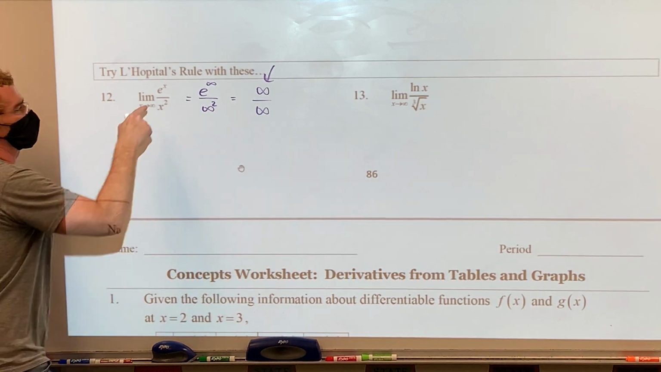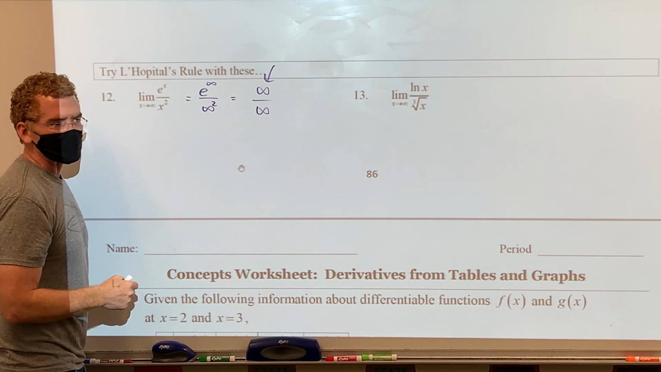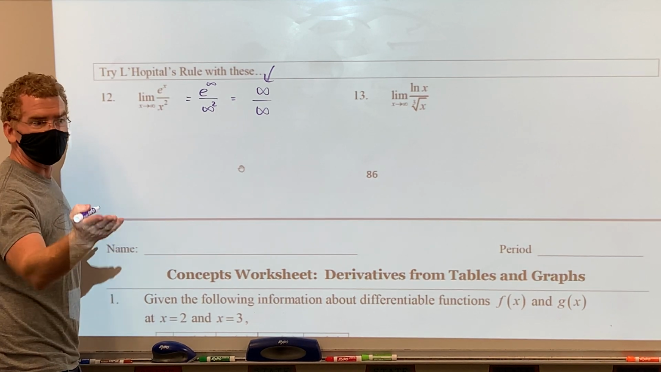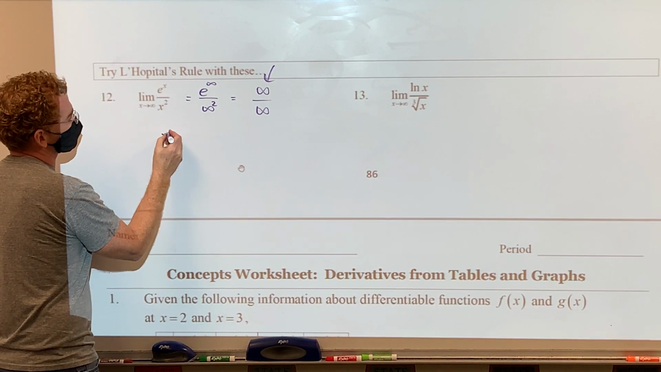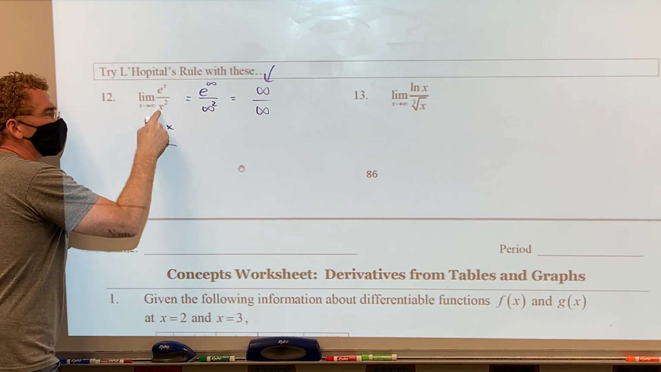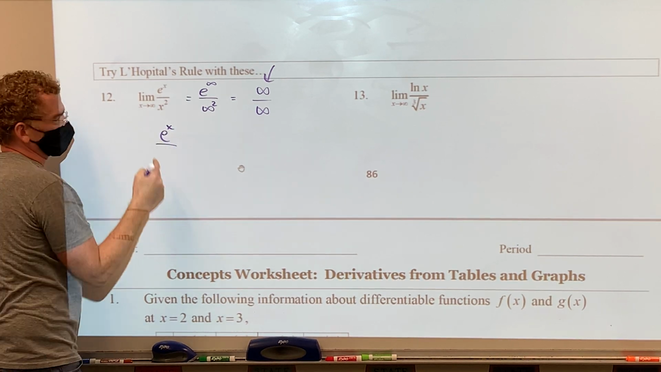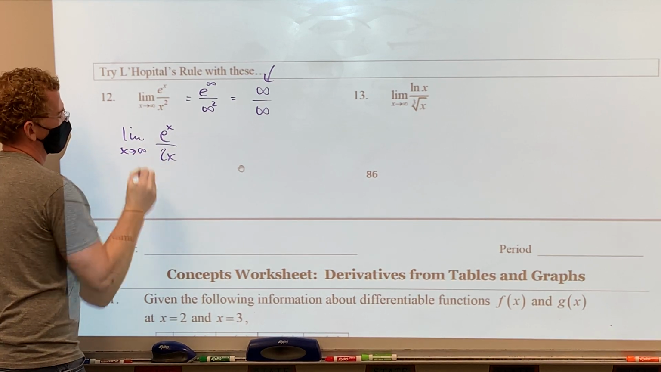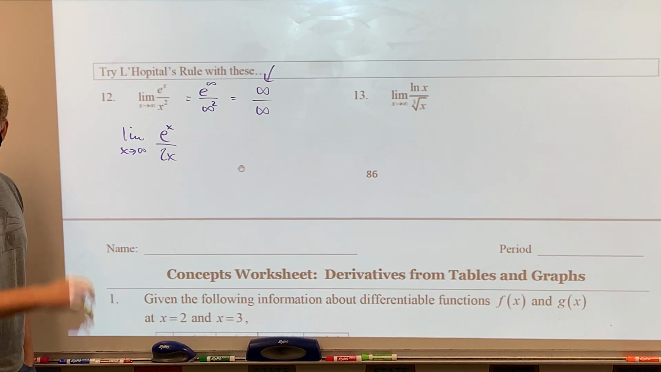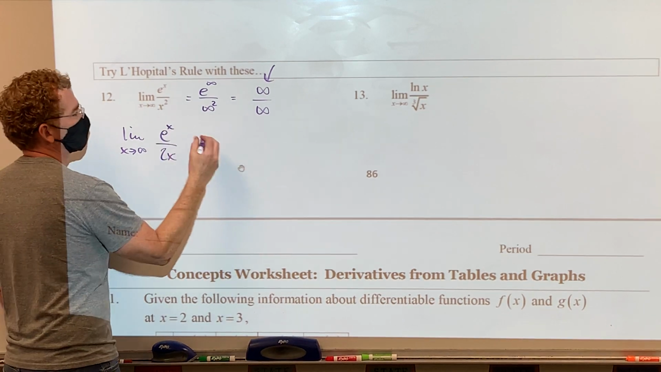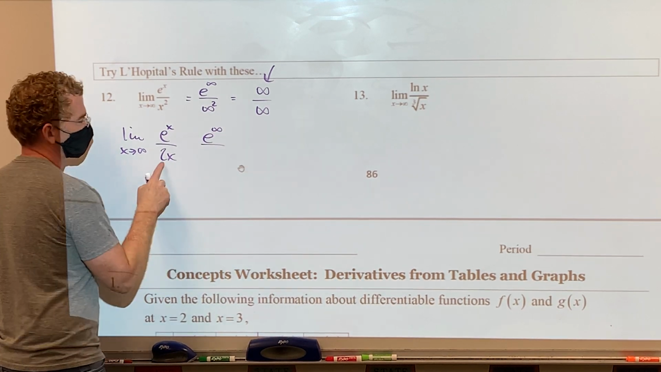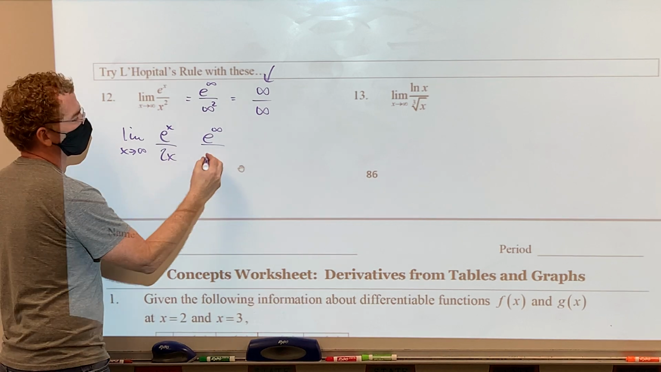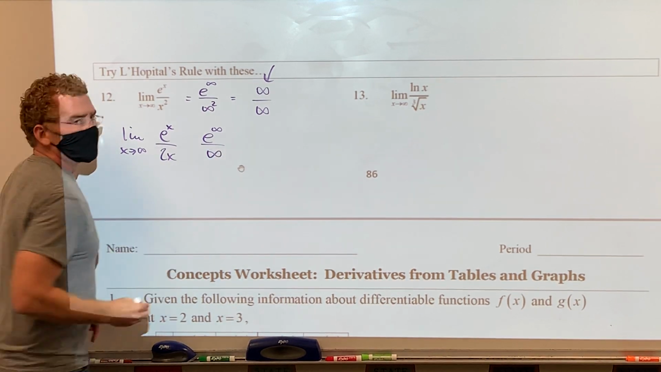Now, if I do L'Hopital's rule with e to the x, what do I get? E to the x times the derivative of x, which is 1. So that actually doesn't change. What about if I take the derivative of this? 2x. And I redo my limit. Now what do I get? Still infinity. And this is what? 2 times infinity? Also infinity.